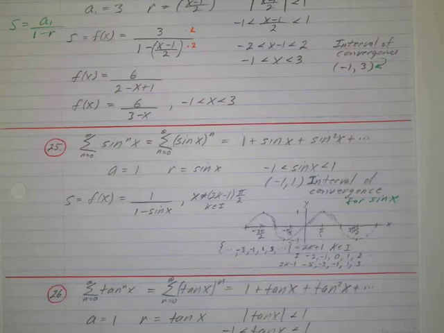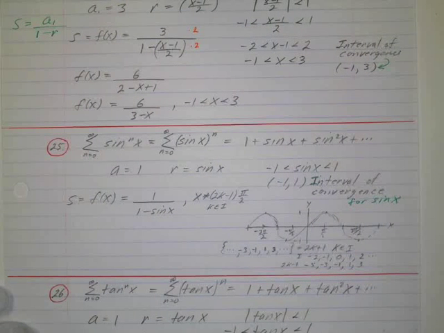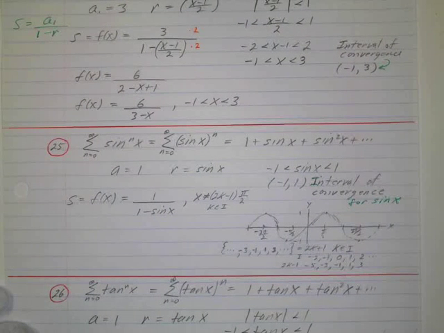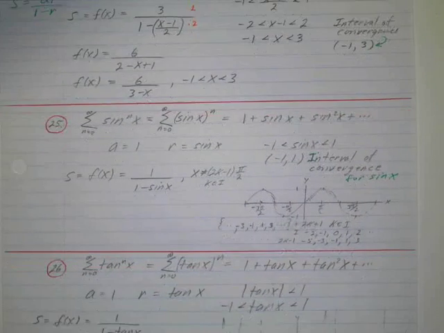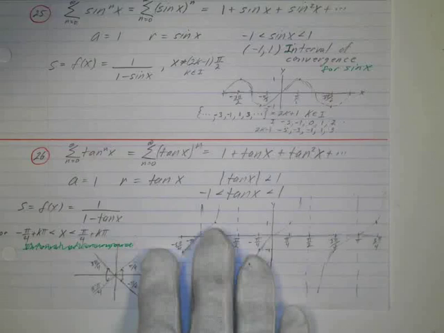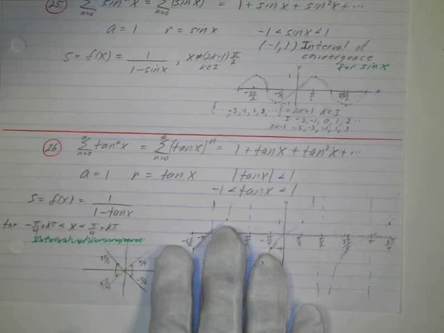And then number 26, the last one. Again, find the values of x for which the geometric series converges. And actually, this is incorrect for me to write the interval of convergence. It kind of gives you that, but these are just the values of x, so kind of cross that out. Sorry about that. Okay, and let's take a look at this. So this is the tangent on number 26.